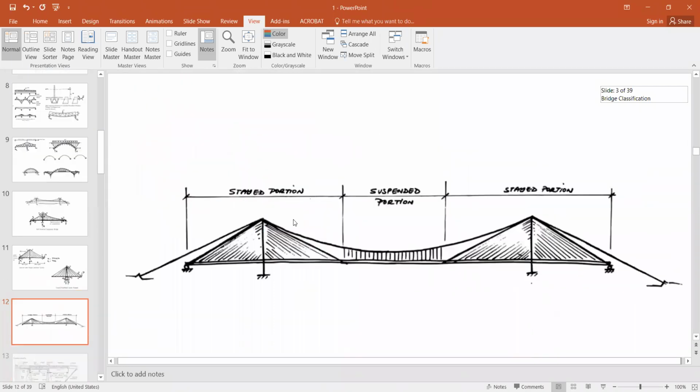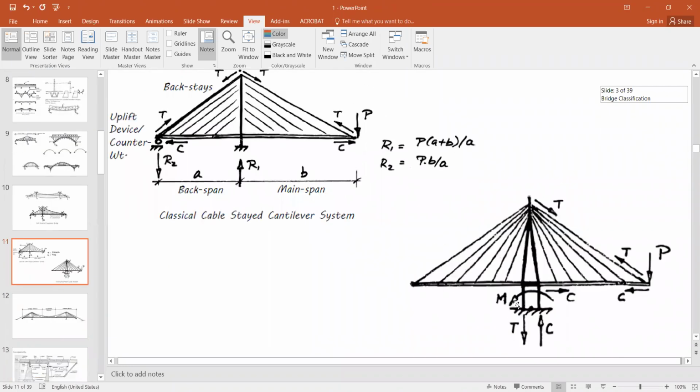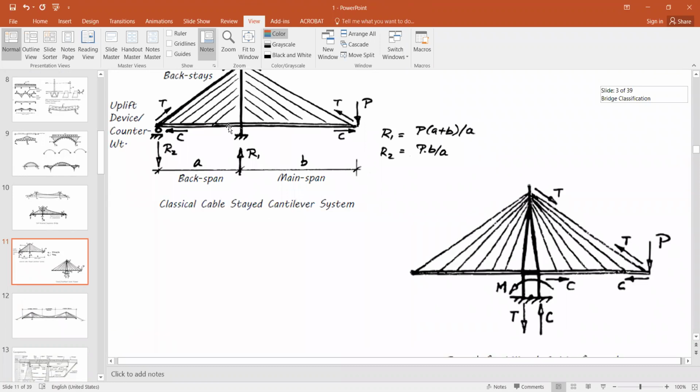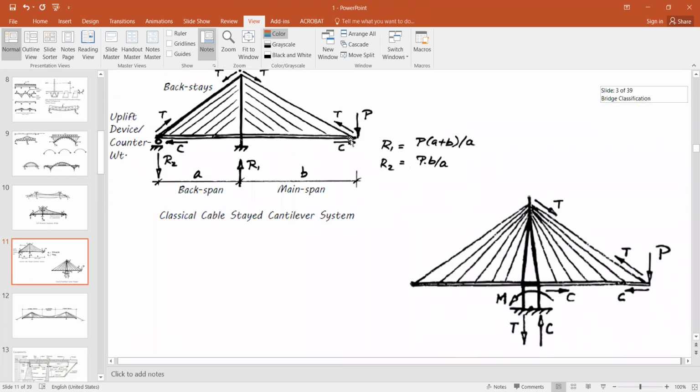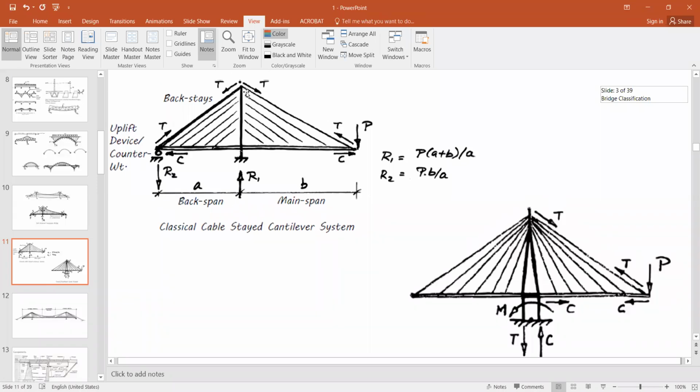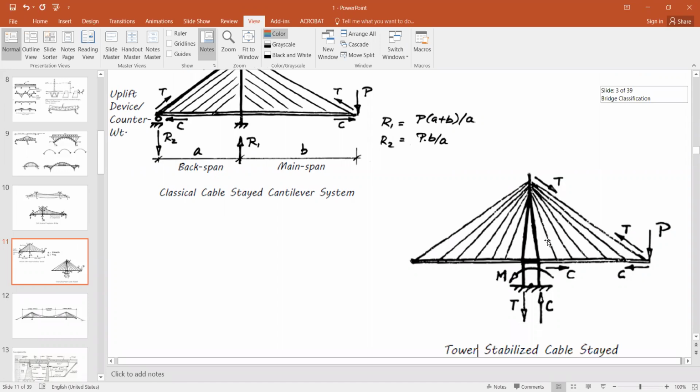This is another type of variant of this bridge. This is the tower stabilized. In the previous type of bridge, the supports transfer the horizontal and the vertical component, and the tower just provides the vertical reaction. But in this tower stabilized system, the whole structure is resisted by a couple created on the towers, and this is how the force transfer mechanism occurs in such types of bridges.